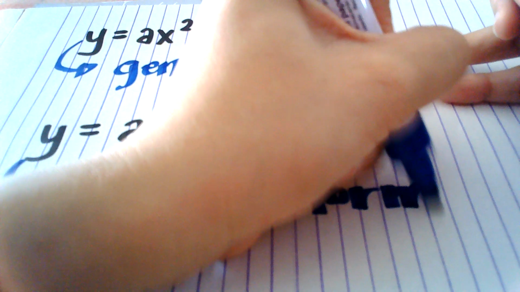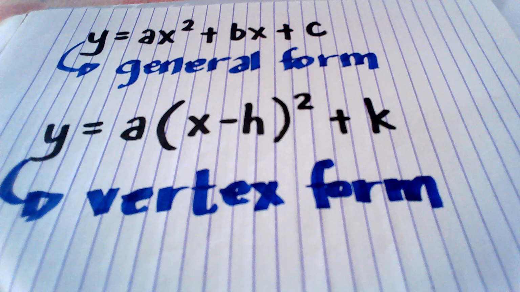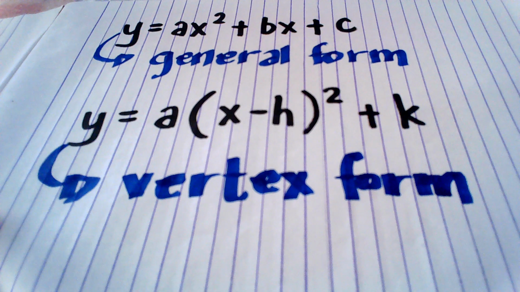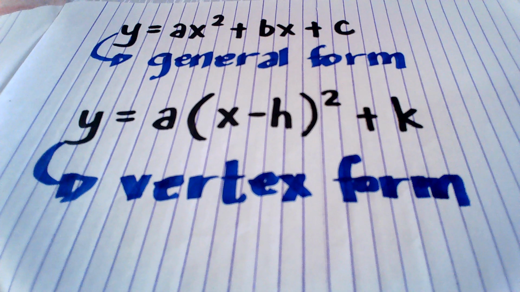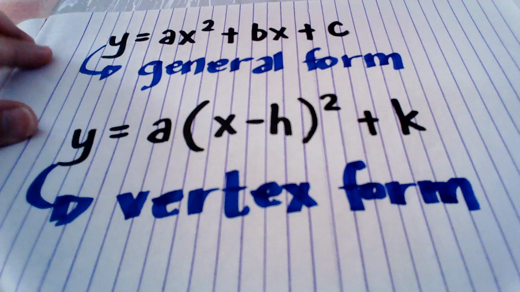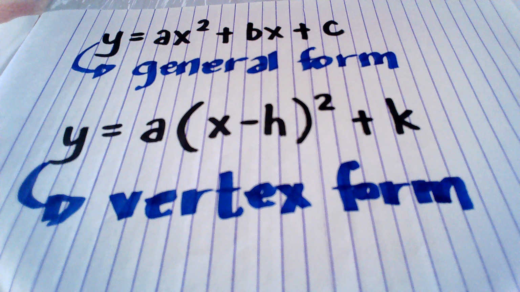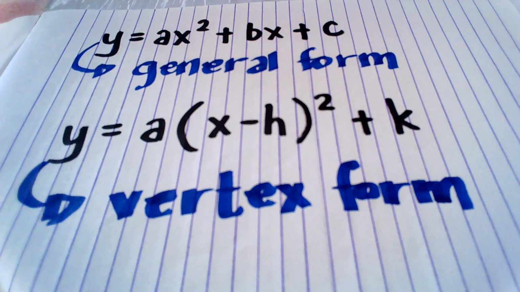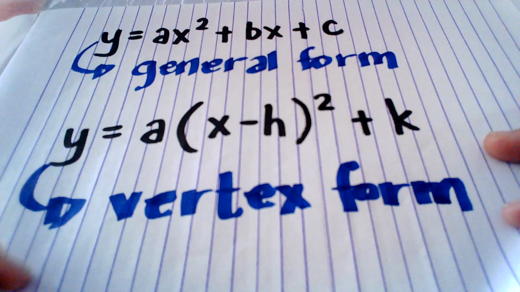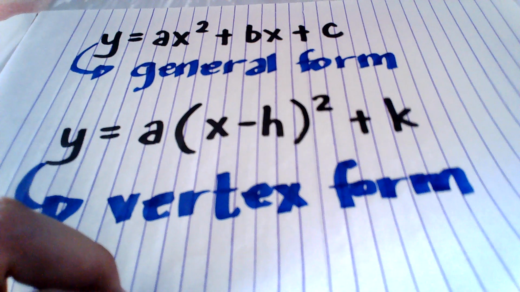Now, how do we do that? How do we transform a certain quadratic function in general form to its vertex form? So here are the steps to follow. I will be telling it to you as we solve a certain given. So, how to do it? Let's have an example.